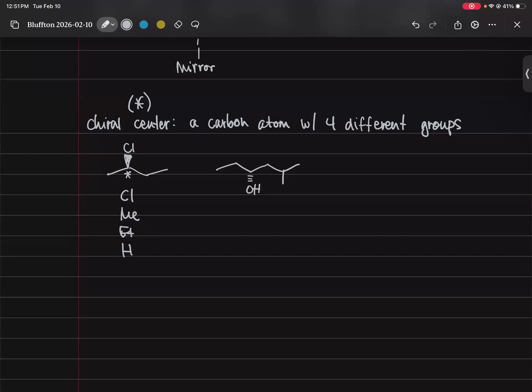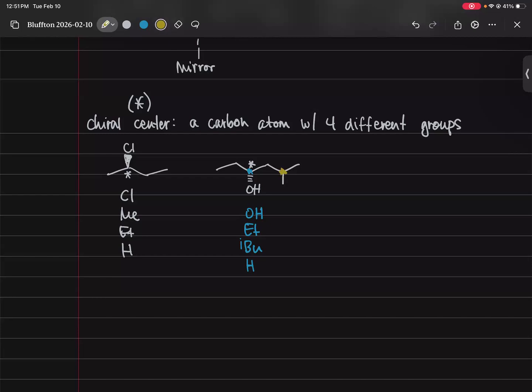Okay, we see a hash, and so we're like, this could potentially be a stereocenter or a chiral center. So on this carbon, we've got the OH group. We have an ethyl group on the left. We have this other group on the right, which is an isobutyl group, but it doesn't really matter what it is. It's different from everything else. And then coming toward us, we have a hidden hydrogen. So that's 4 different groups. So that carbon is a stereocenter.